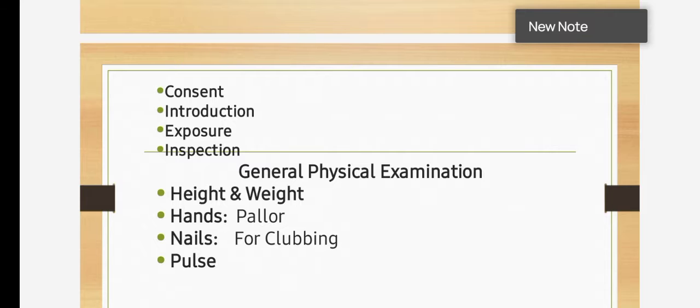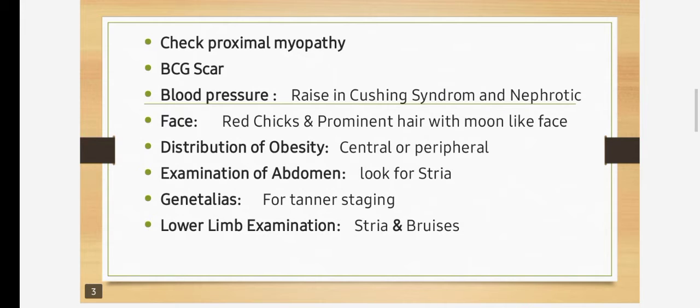Start with anthropometric measures. Take height and weight of the patient. In obesity, height and weight would be normal. In Cushing syndrome, height will be decreased and weight will be increased. Check hands for pallor, nail for clubbing, check pulse. Say patient to raise hand above head for few seconds to check for proximal myopathy.